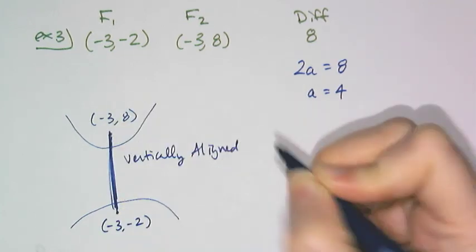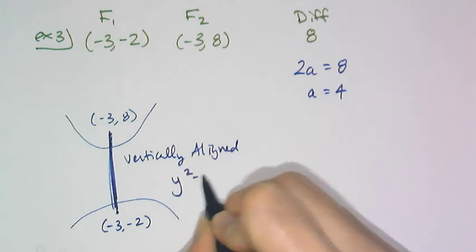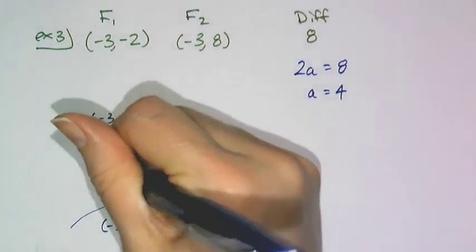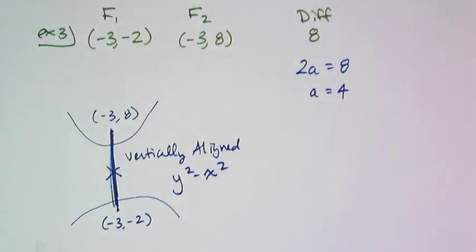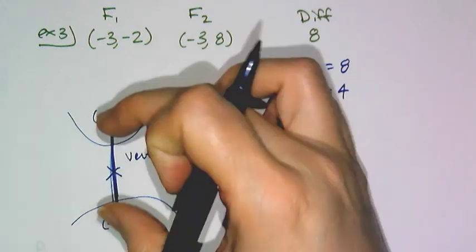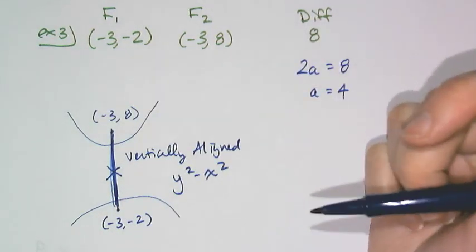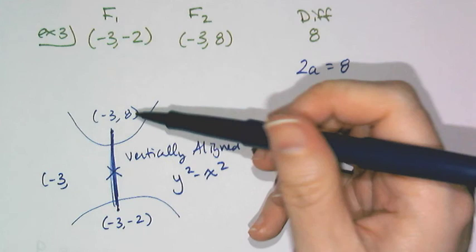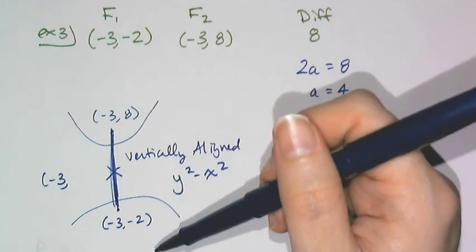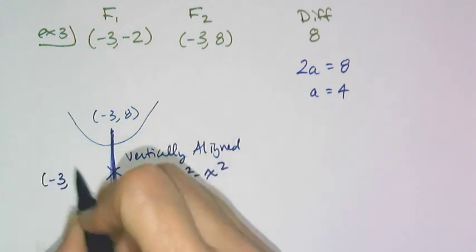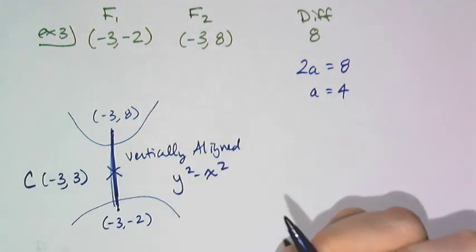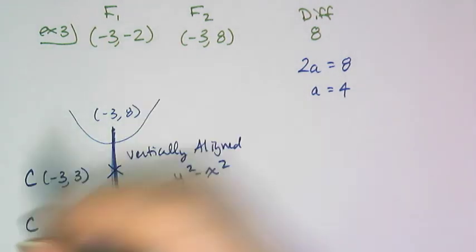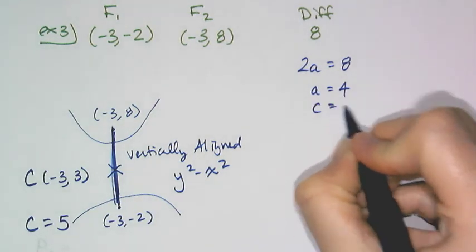And when I have vertically aligned foci, that means I have the y squared minus x squared version of the equation. And so I need to find this point, which is the center of the hyperbola, meaning the midpoint of the line segment whose endpoints are -3, -2, and -3, 8. And it's going to be -3, comma something. Going from 8 to -2 is 10 units. Half of that is 5. So at -3, 3, I have my center. And my c value, which is the distance from the center to a focus, is going to be 5.